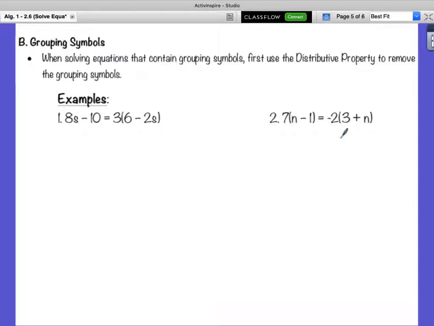So, 8s minus 10 equals 3 times the quantity of 6 minus 2s. So what's our first thing to do here? Distribute. Does that change the left side at all? No, so we just keep writing it, because nothing changed. 3 times 6 is 18. 3 times negative 2s is negative 6s. Okay, now, does this look just like one of those first 3 we did? I think so. Go and finish that off, please.